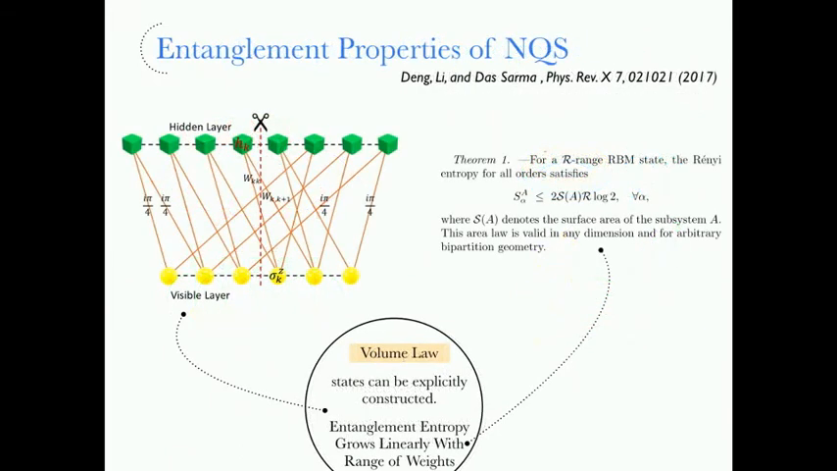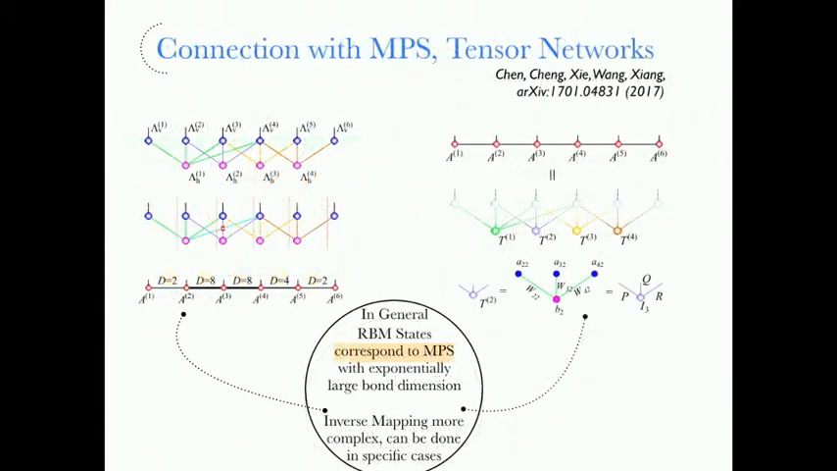It was also shown by that group that these states can represent states with volume law entanglement, unlike the MPS states, which have area law. A Chinese group has shown that all of those states can be represented by MPS states, but the MPS states may need to have exponentially large bond dimensions. So it's sometimes exponentially better than MPS states.